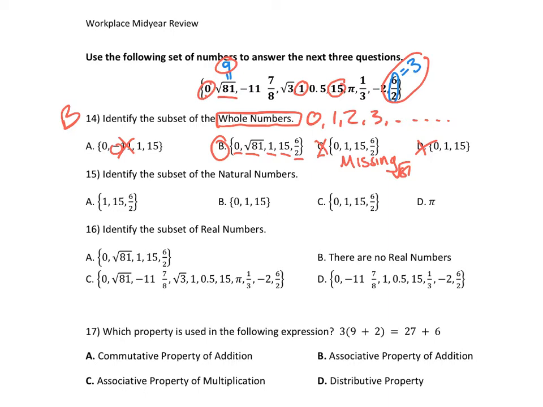Natural numbers for number 15 are just the counting numbers, so 1, 2, 3, and so on. So it's going to be the same as the whole numbers, just not including 0. So we need square root of 81, 1, 15, and 6 over 2. Oh, and it looks like there's a typo in this one. I remember from last year. So the correct answer should be A with the square root of 81 added in there.